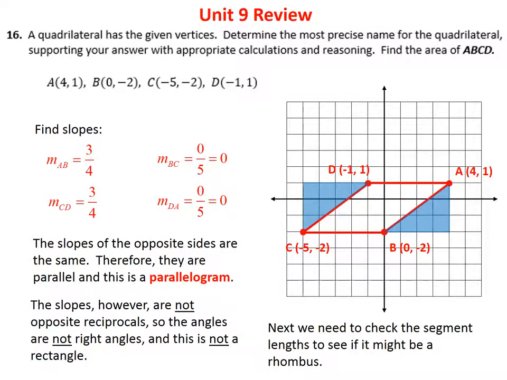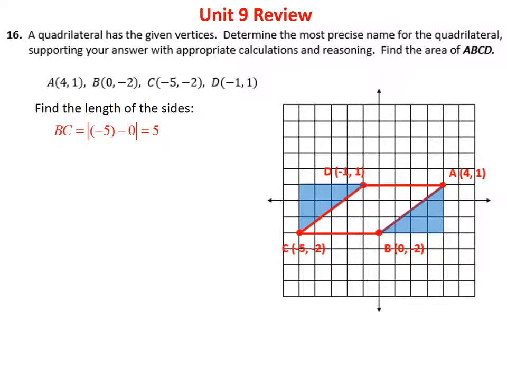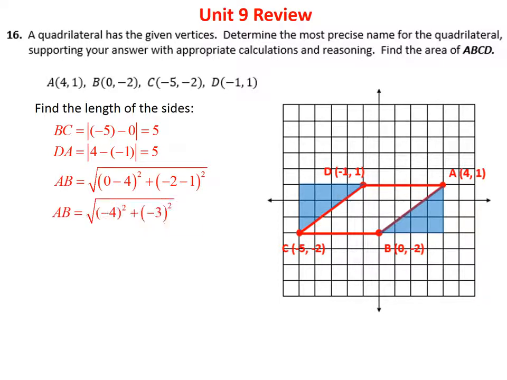Now we need to check the segment lengths to see if it might be a rhombus. Let's find the length of the sides. First of all, I can look at the bottom here and just count the squares and see that it's 5. Or I can count 0 subtract minus 5 is 5. So that's 5. And I notice DA at the top is also 5. I can count them again. So let's look at what the other sides are. Well, if I do the distance formula, 0 minus 4, I get negative 4 squared and negative 3 squared.